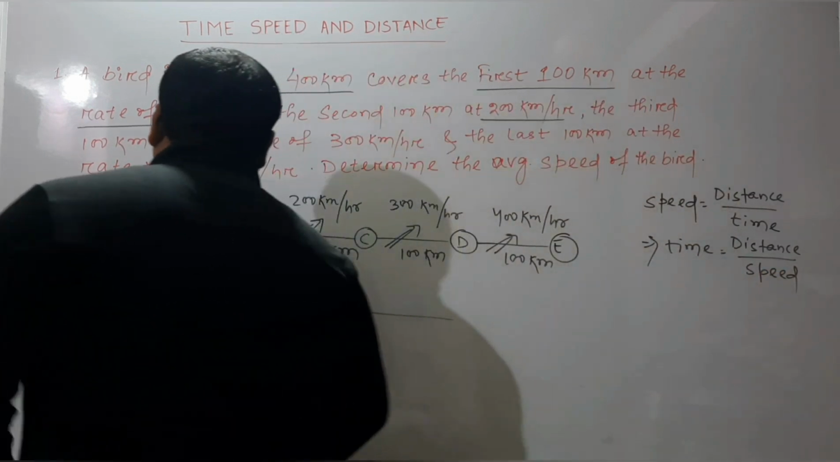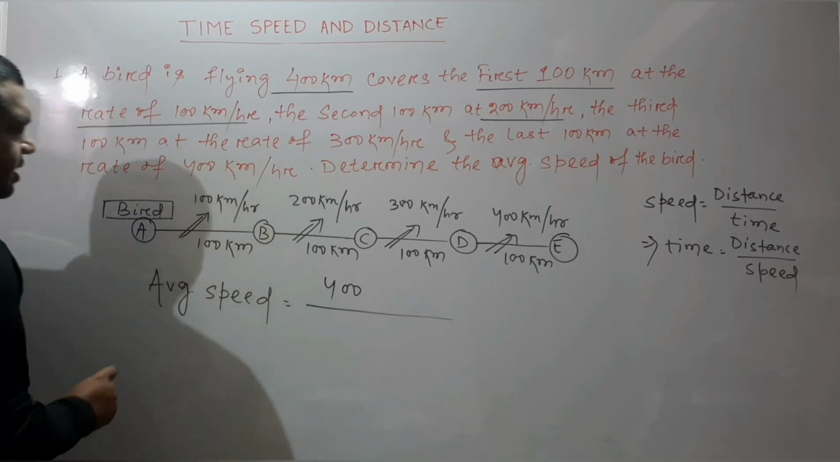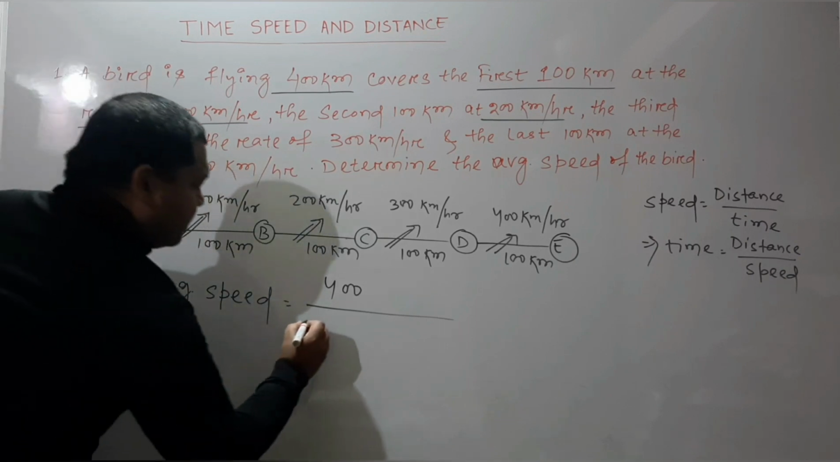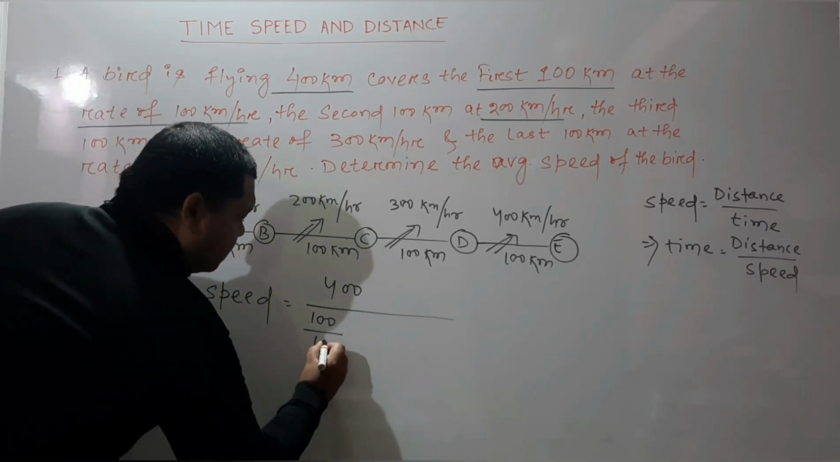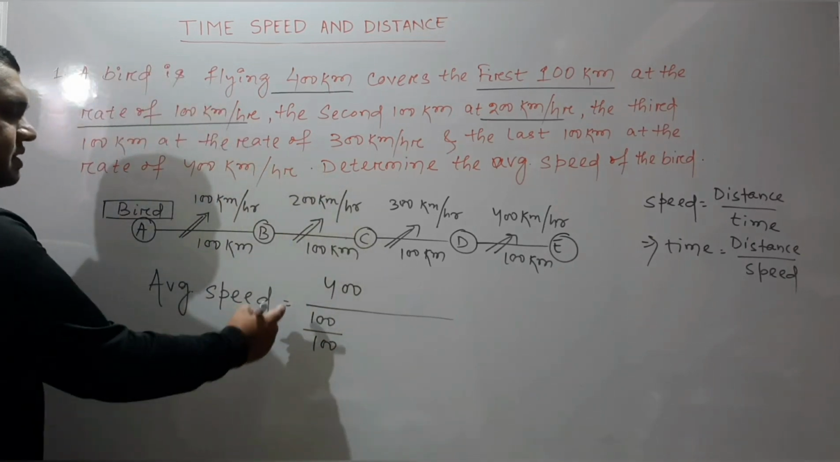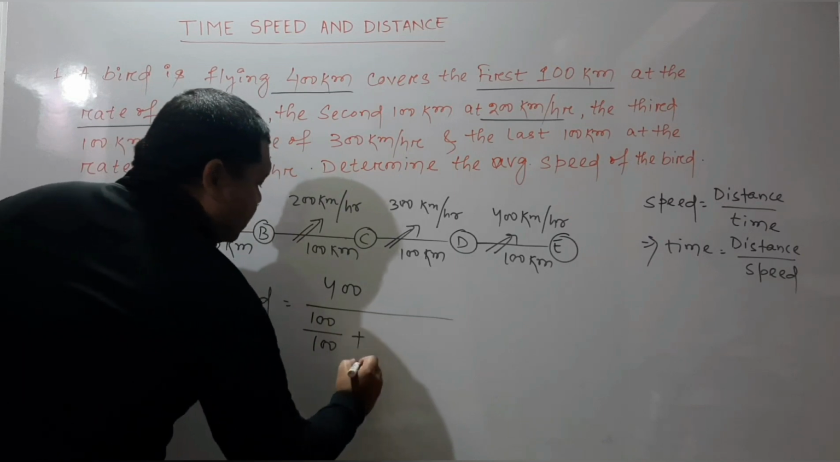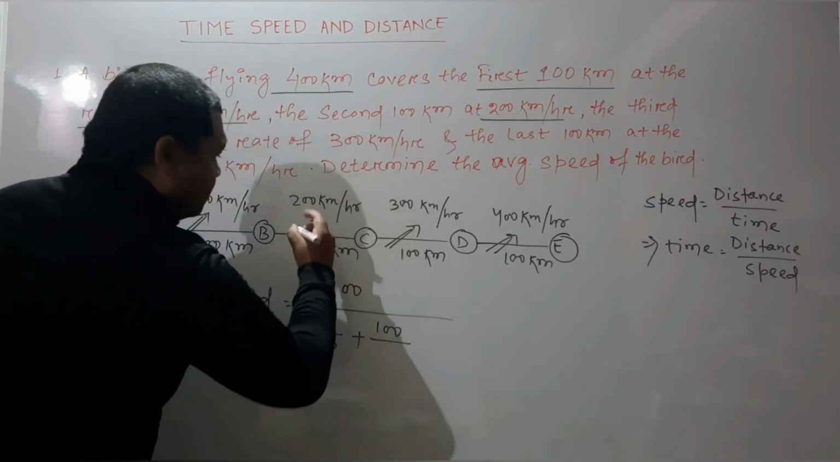So here from position A to position B, how to find time? Time is distance divided by speed, that is 100 divided by speed, which is given in this question as 100 kilometer per hour. So this is 100 by 100. Similarly from B to C, the time is 100 divided by 200.